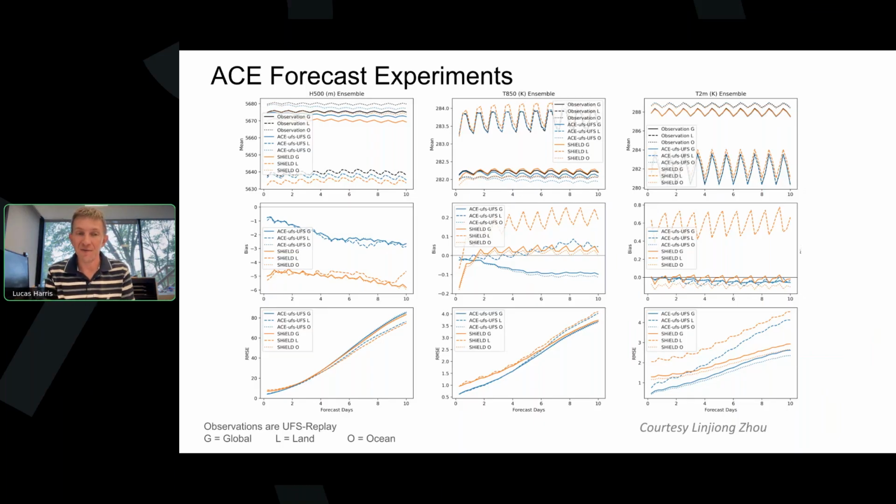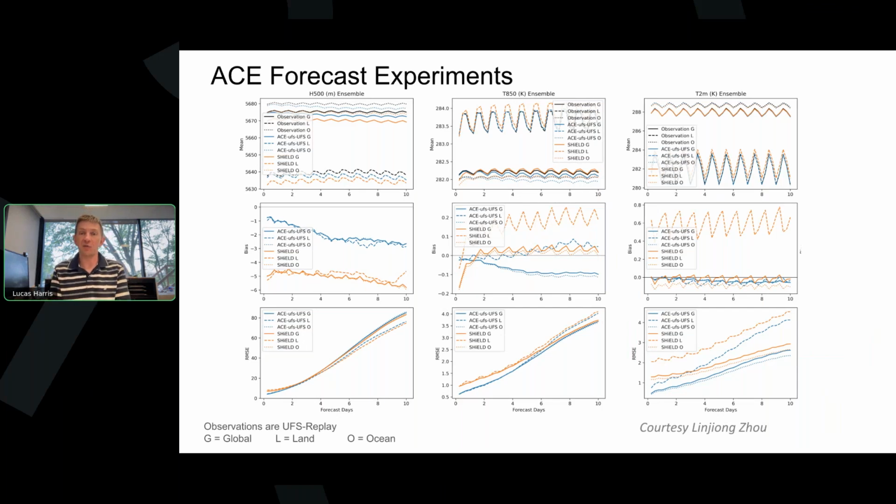And we find that for H500, we can get scores that are on par with the SHIELD, already doing a pretty good job. So, hey, that's good enough. Same with 850 millibar temperature, which SHIELD actually does a really good job with already, and yet we're able to match that with this 1 degree model.